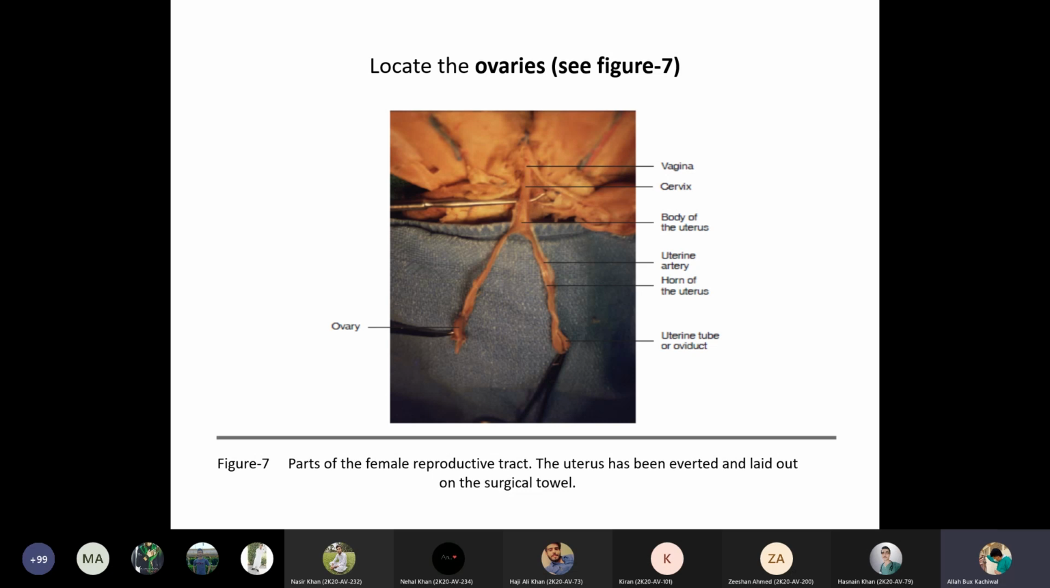If you see that one, two ovaries are present, right and left ovary, then the oviduct, and then the uterine body, uterine horn, and then uterine body. It is attached with the cervix and vagina.